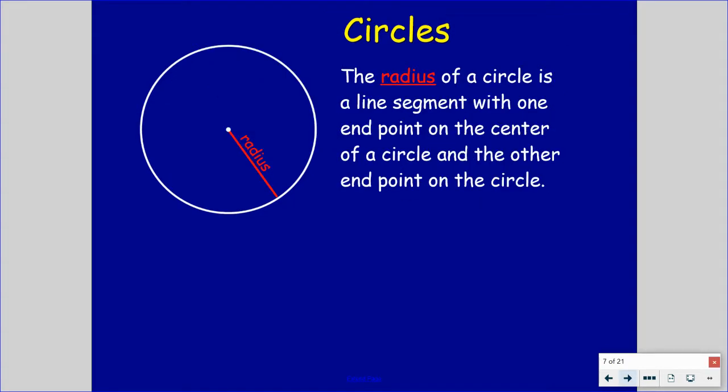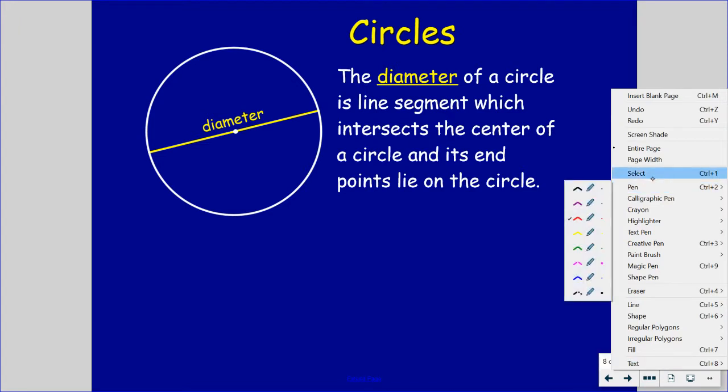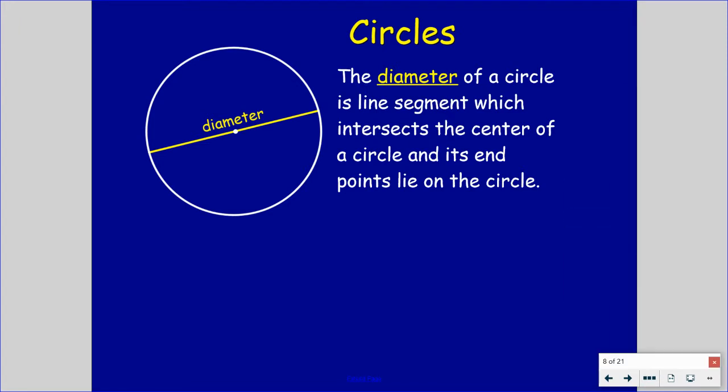Now, radius. There's some debate in the definition of a radius. Is it a line segment or is it the length of the line segment? For now, we're going to call it a line segment with one endpoint at the center of the circle and the other endpoint anywhere on the circle itself. Now, diameter, naturally, would be the line segment that goes through the center, and its two endpoints are on the outside.